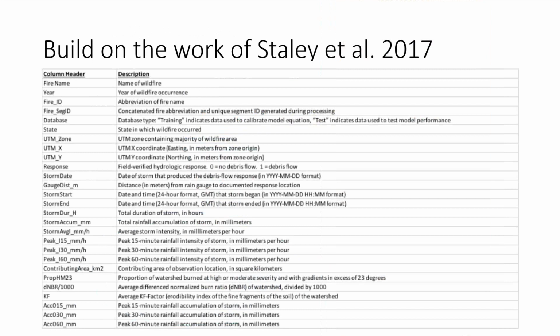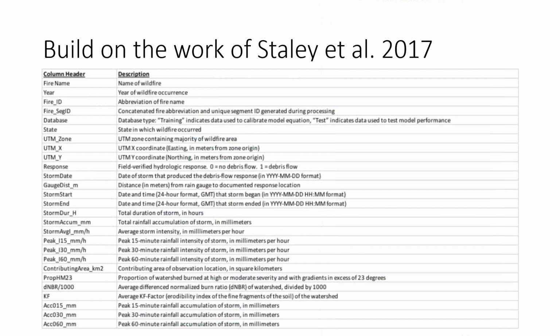In addition, from the rainfall, we have rainfall intensity measurements, like the 15-minute, 30-minute, and 60-minute rainfall intensity, as well as the duration. And then finally, we extract information about the location where there was an observation. So the size of the watershed, the proportion of the watershed that's burned at high burn severity, moderate burn severity, low burn severity, things about the soils, the erodibility of the soil. That's the information that we have right now for about 1,500 locations.